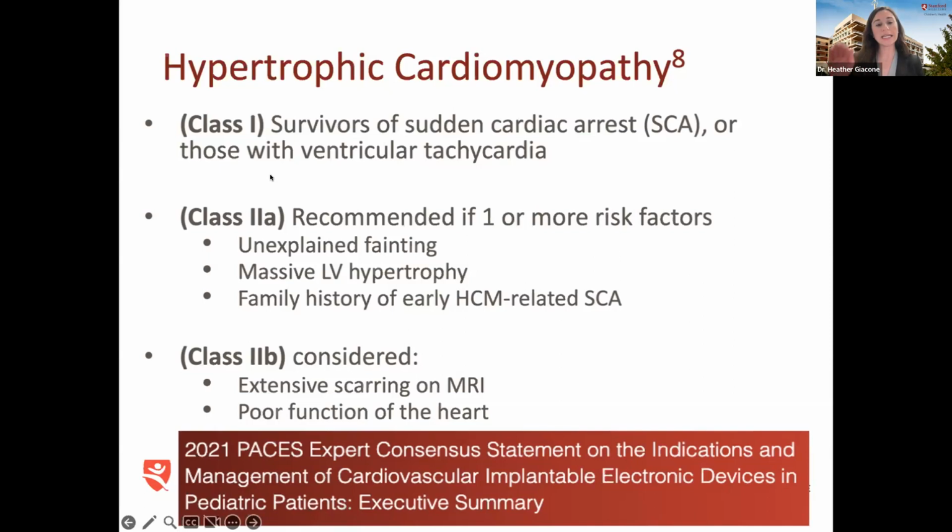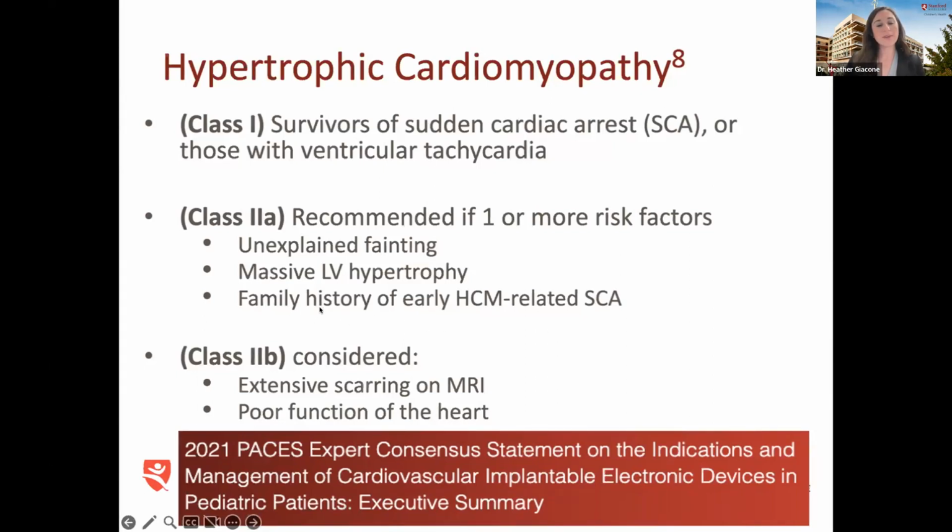Class 2, kind of going down, is a strong recommendation if you have 1 or more risk factors of unexplained fainting, massive LV hypertrophy. Classically in adults, this is over 30 millimeters of your thickest area of septum. In kids, it's a little different because we take into account the size of the child. And so you may hear your physician talking about Z-scores, and that again takes into account both height and weight, the body surface area.